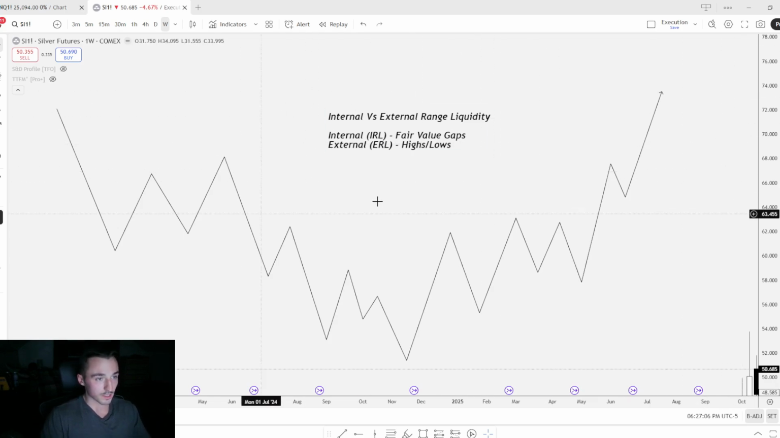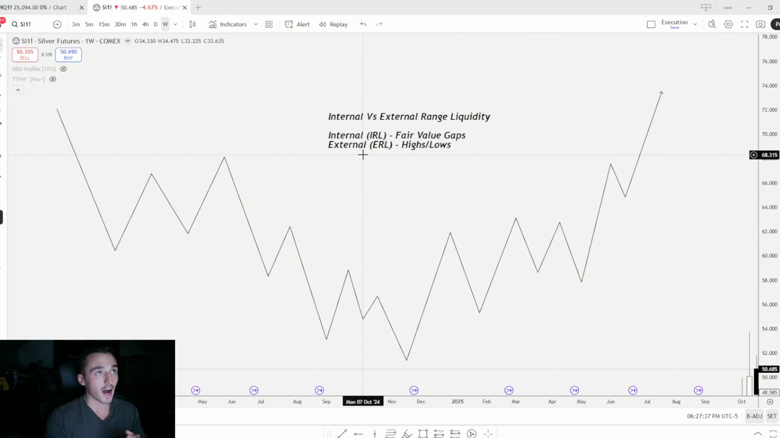It all comes to internal versus external range liquidity, right? So hopping into this, internal, which is abbreviated IRL, internal range liquidity, are your fair value gaps, right? Imbalances in the market are your internal range liquidity marks. External, which is abbreviated ERL, external range liquidity, is your highs and lows. Now, how does this correspond with each other? Internal to external, we rotate from these levels every single day.